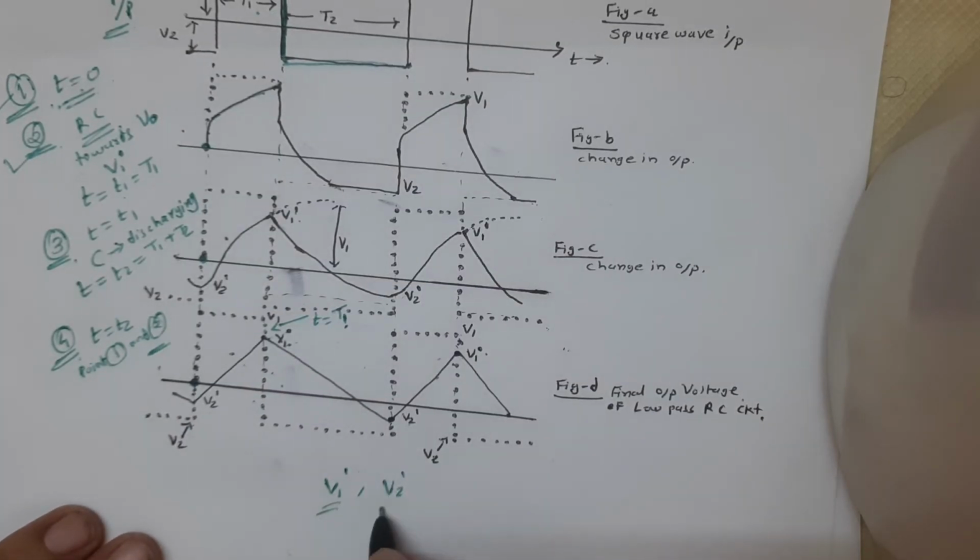What is the final value of V1 dash and V2 dash? That we calculate with the help of this. It looks like that.